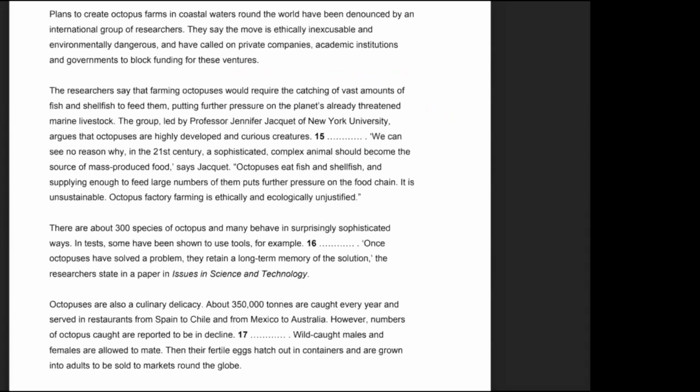Of course, the test is not quite that simple. So if I was to give you an example from this passage itself, I think the best one would probably be question 15 over here, right? So the first thing that you start off with is that there's a group that's led by this professor, and they argue that the octopuses are highly developed and curious creatures, right? They're highly developed, they're curious, and they're sophisticated creatures, yeah? Then that's your sentence A, so to speak, from the previous example. Then you have your gap, which is B. We don't know what this one is yet, right? And then you have C. We can see no reason why in the 21st century, this sophisticated and complex animal.